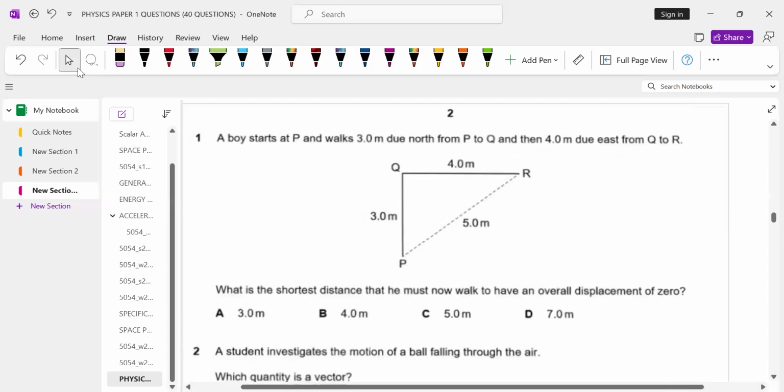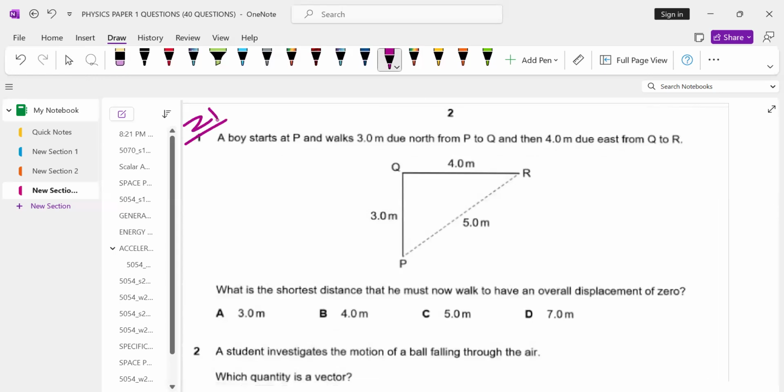Then this is question number 21. A boy starts at P and walks 3 meters due north from P to Q, and then 4 meters due east to R. The diagram is given. What is the shortest distance that he must now walk to have an overall displacement of 0? So remember this, according to the diagram, the shortest distance is this, which is 5 meters. So option C is correct for question number 21.